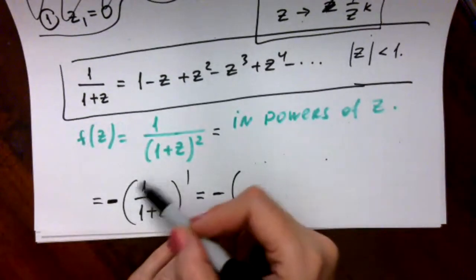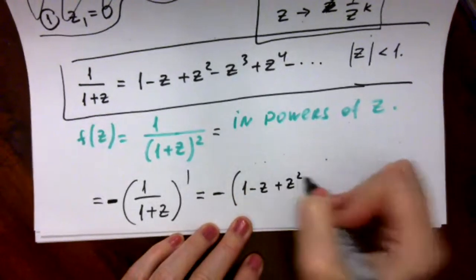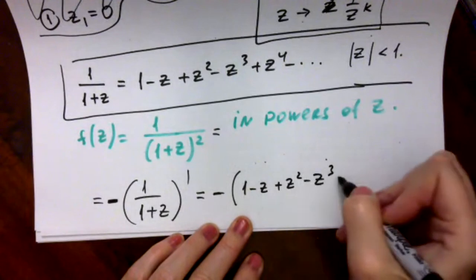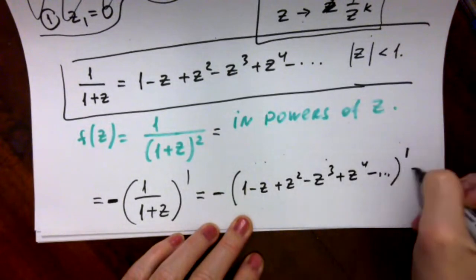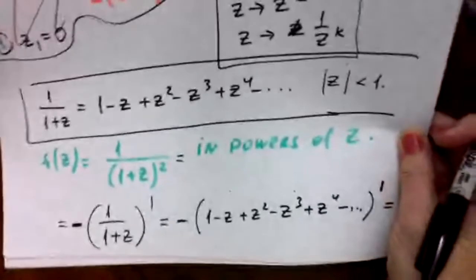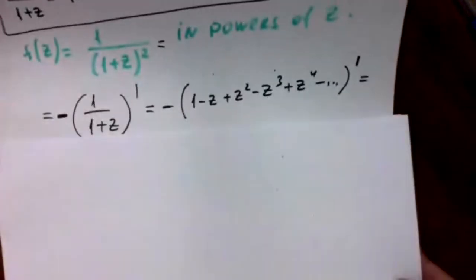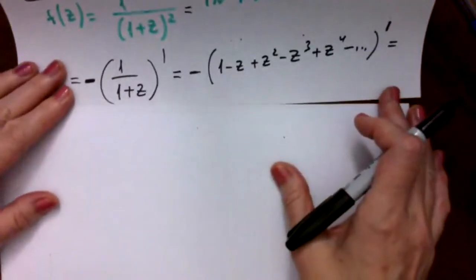So let's do this. I'm going to substitute this expansion instead of this canonical function, plus minus and so on. And the only thing I need to do is take the derivative, but it is super easy to take these derivatives. Okay, let me put another page here.